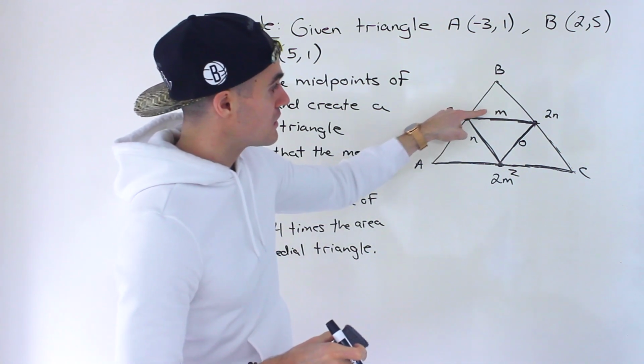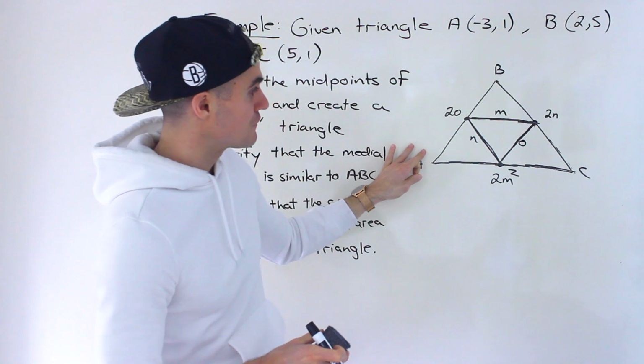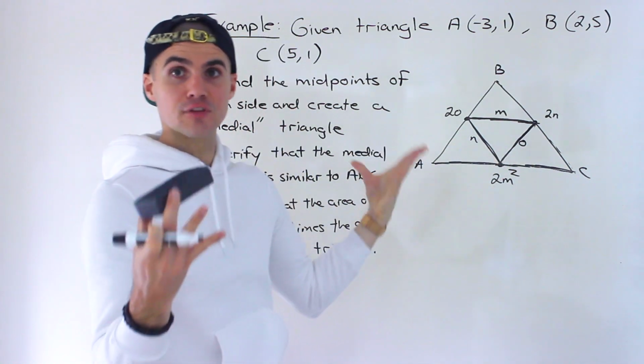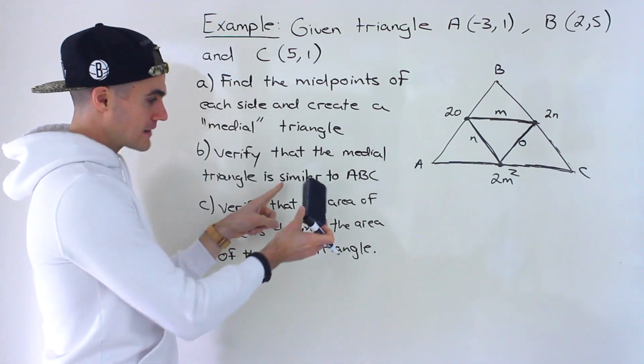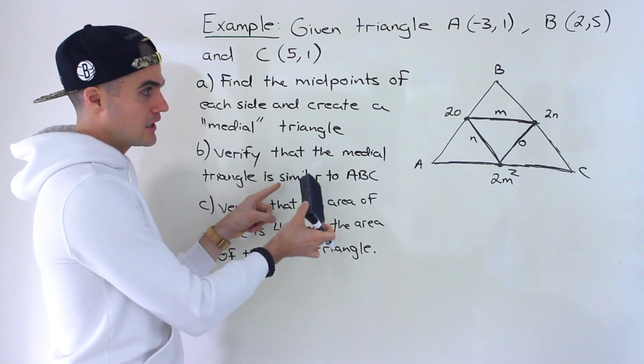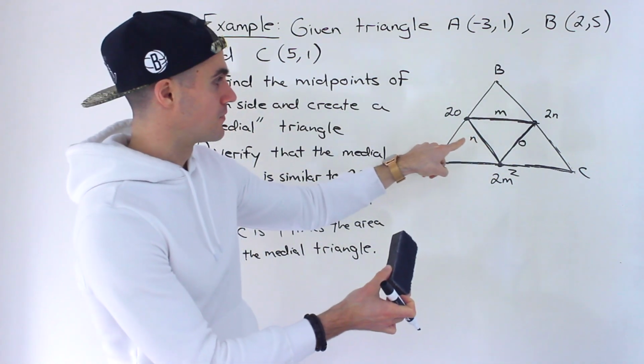Right? So no matter what triangle you draw, this is always going to happen. So basically these sides in the medial triangle are always going to be half the length of the sides of the larger triangle. And then going back to when we talked about similarity, it basically means that the ratio of all the sides is going to be the same, right?